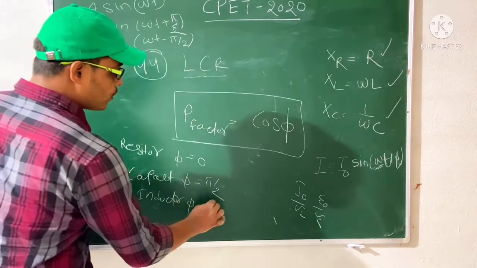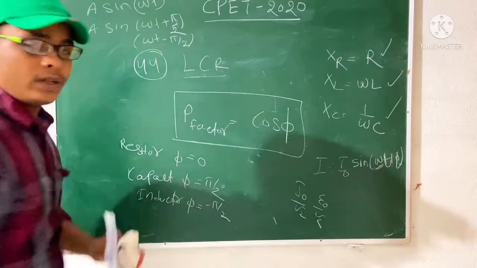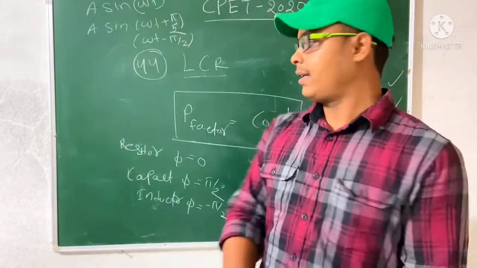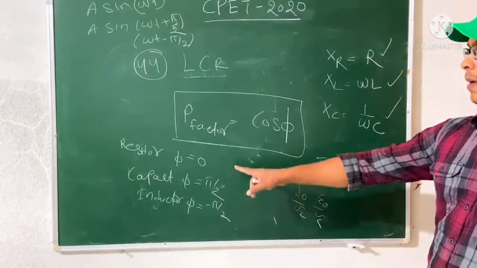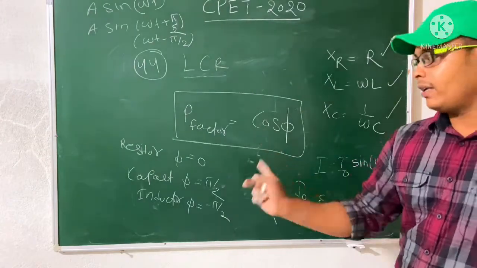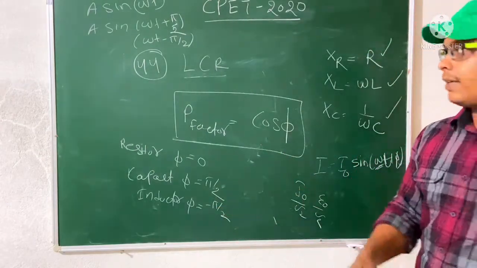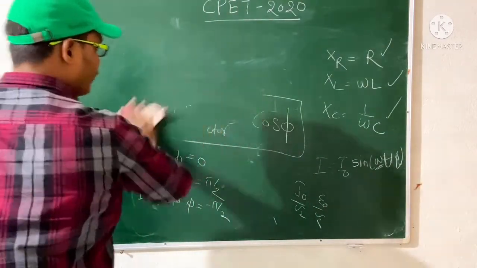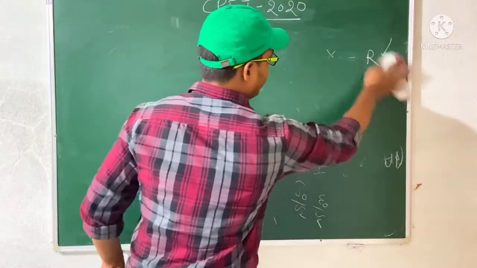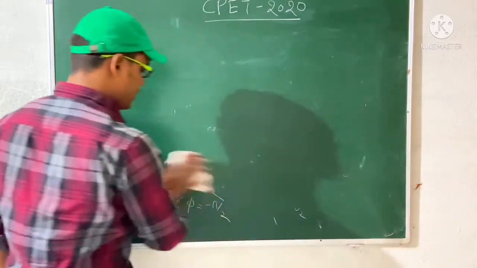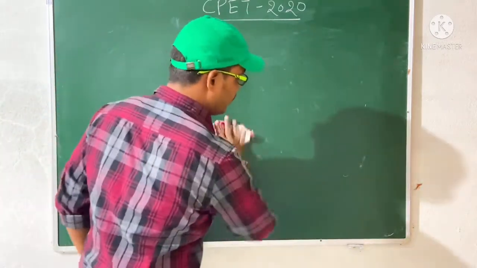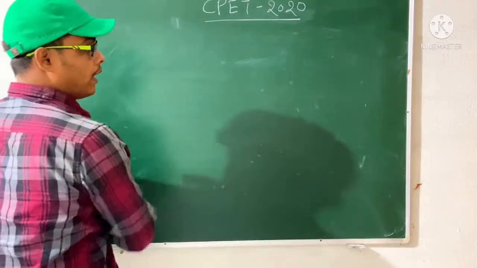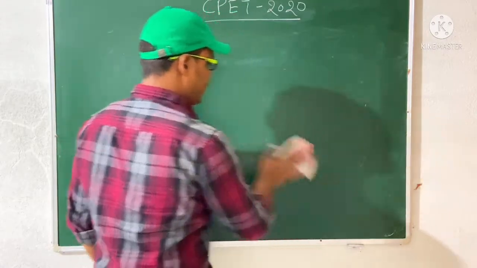So these are the important questions that can be asked in your CPET 2021. These are the power factors. So you substitute: that will be 1, that will be 0, that will be 0. These are the energy and power factor, and your LCR circuit XL, XC, XR. Remember XL and XC are always opposite to each other. And what is the formula of XL and XC?